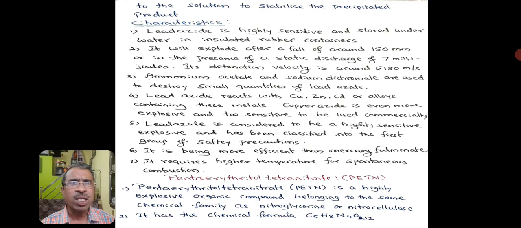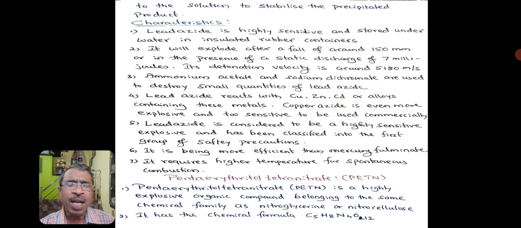Lead azide is considered to be a highly sensitive explosive and has been classified into the first group of the safety precautions. It is more efficient than mercury fulminate, which is also a primary explosive. It requires high temperature for spontaneous combustion. So these are some of the characteristic properties of lead azide, which is an inorganic explosive material.